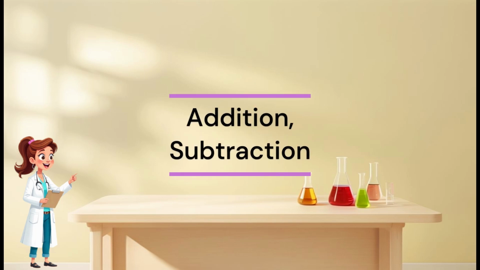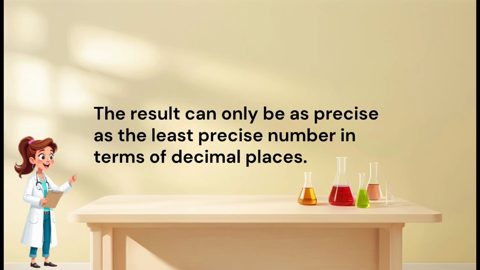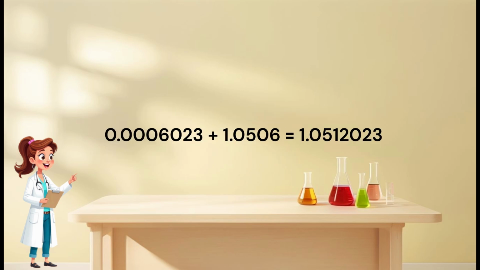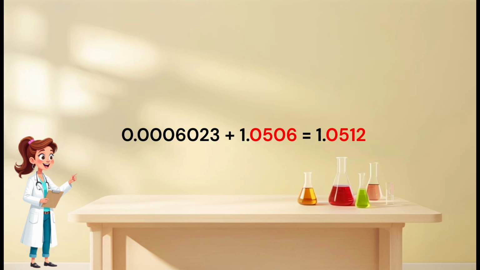Addition and subtraction. For addition or subtraction, the result can only be as precise as the least precise number in terms of decimal places. Consider the example. The addition gives 1.05122023. The least precise number, 1.0506, has 4 decimal places. So, the answer must also have 4 decimal places, 1.0512. The result has 5 significant figures.